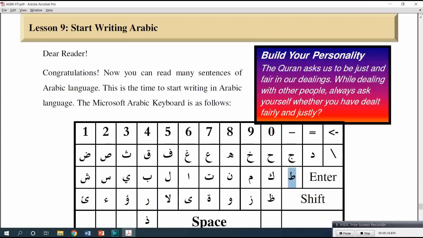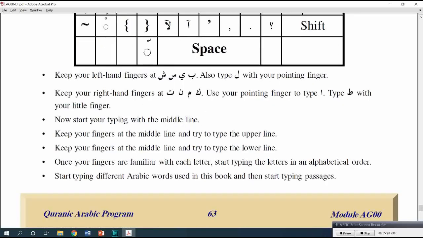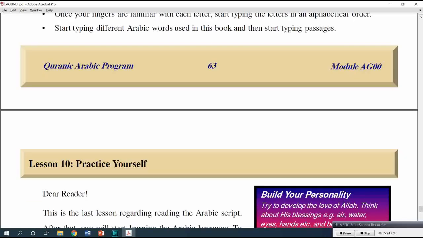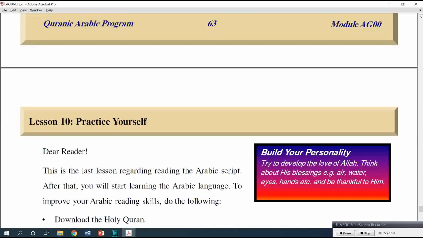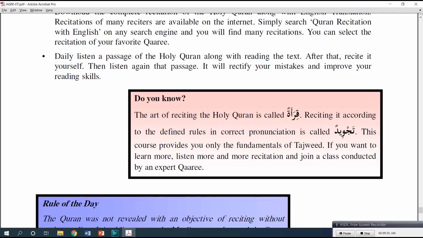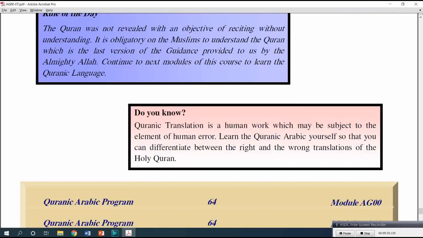So inshallah, in the next lecture we will discuss practicing by yourself, but I will explain something there that you will have to do.